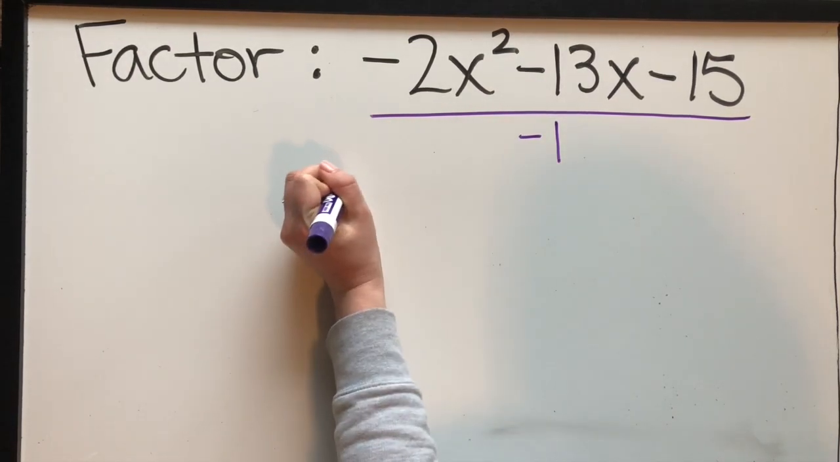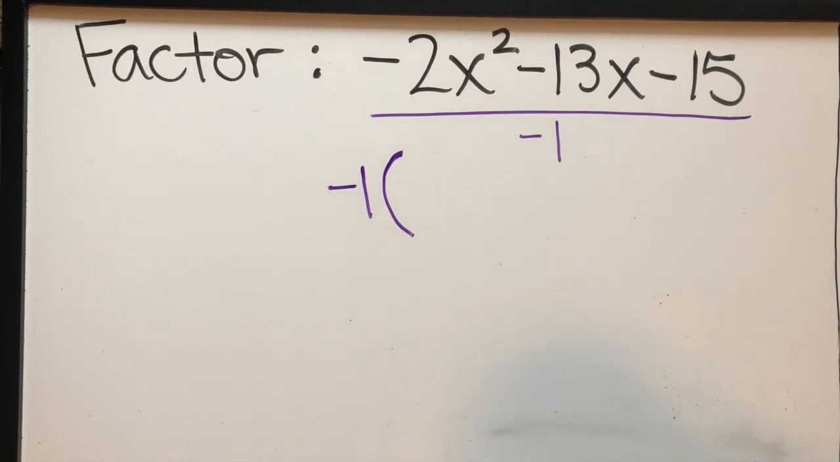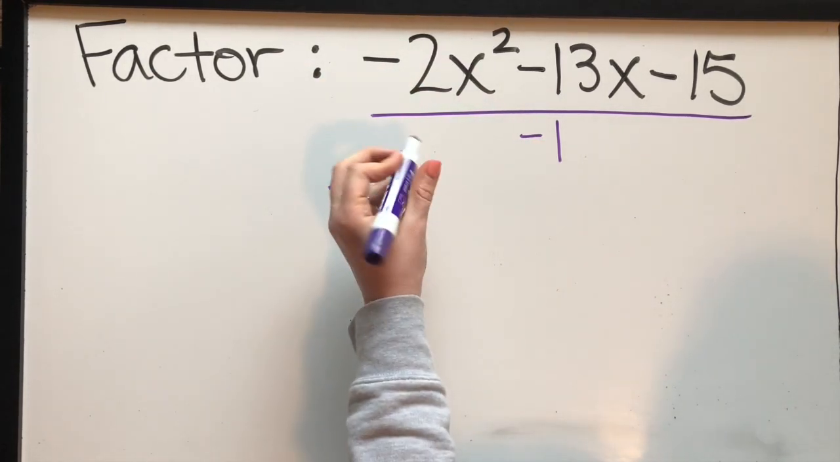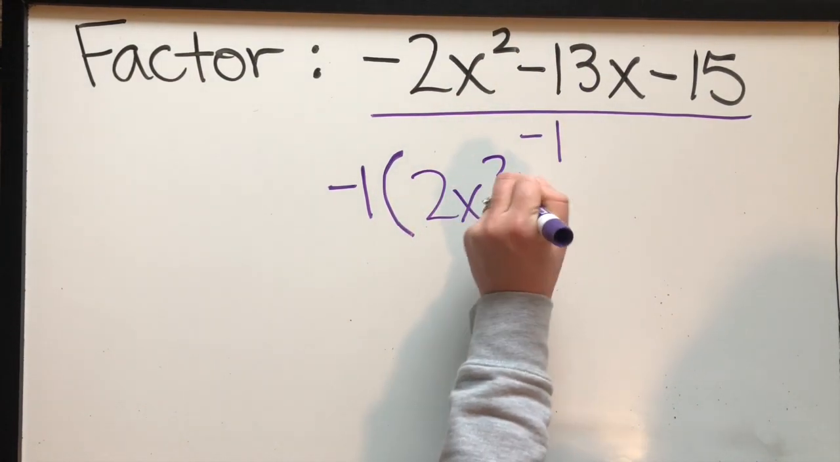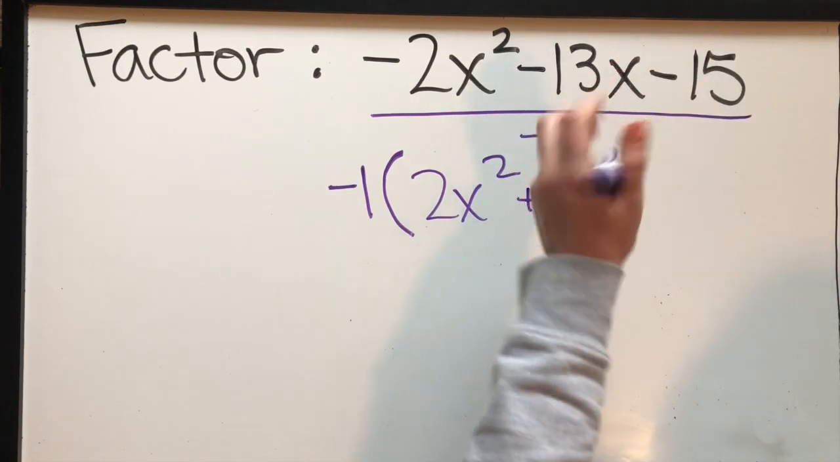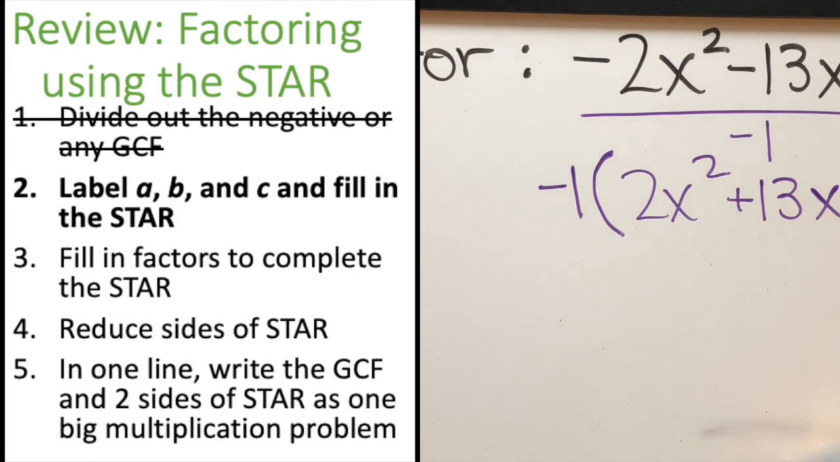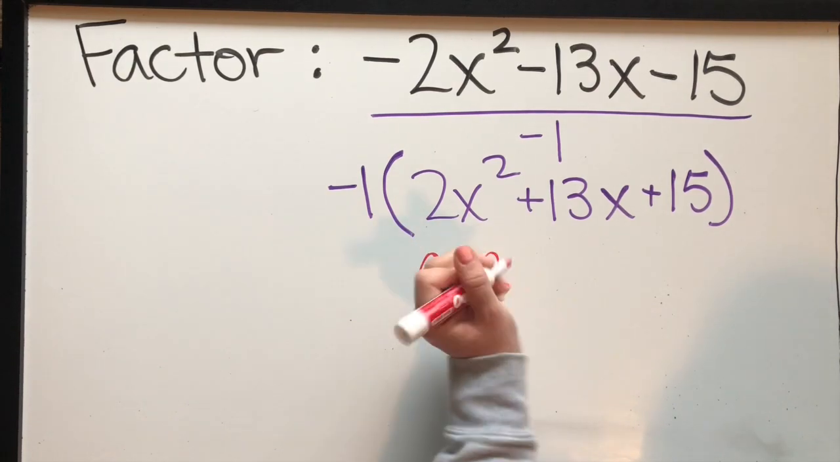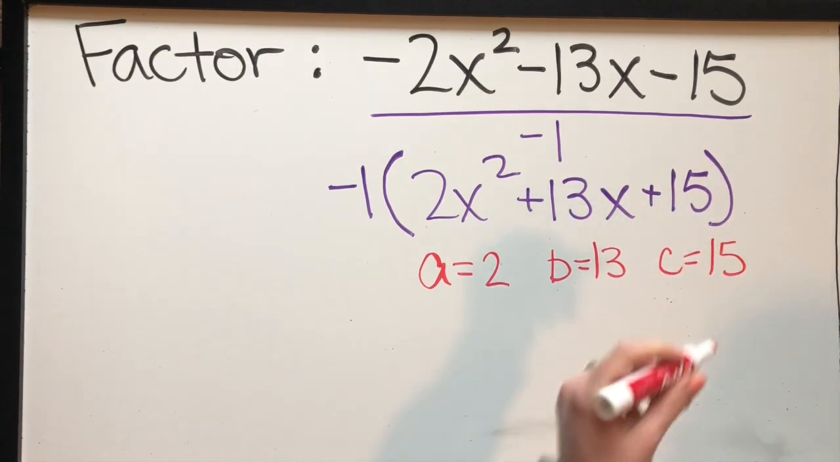So when I go to rewrite this, the -1 doesn't disappear, it moves to the front. And then inside is going to be everything after I divide it by -1. So -2x squared divided by -1 is +2x squared. -13x divided by -1 is +13x. And -15 divided by -1 is +15. So now step 2 is label A, B, and C. And we're just going to use the coefficients inside the parentheses. So A is 2, B is 13, and C is 15.